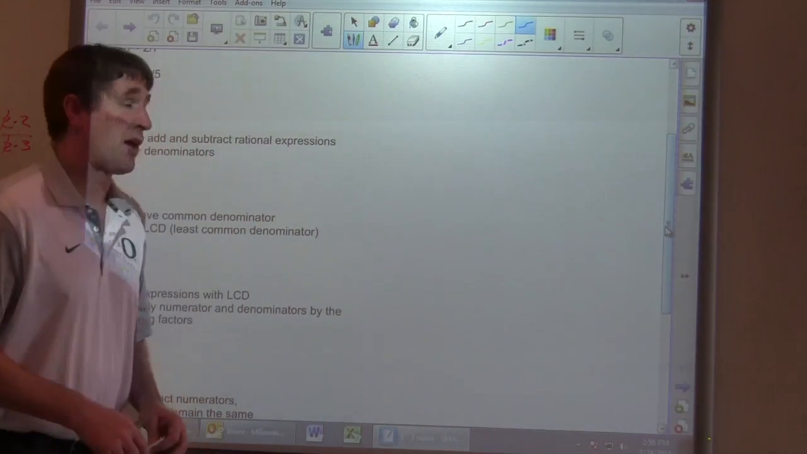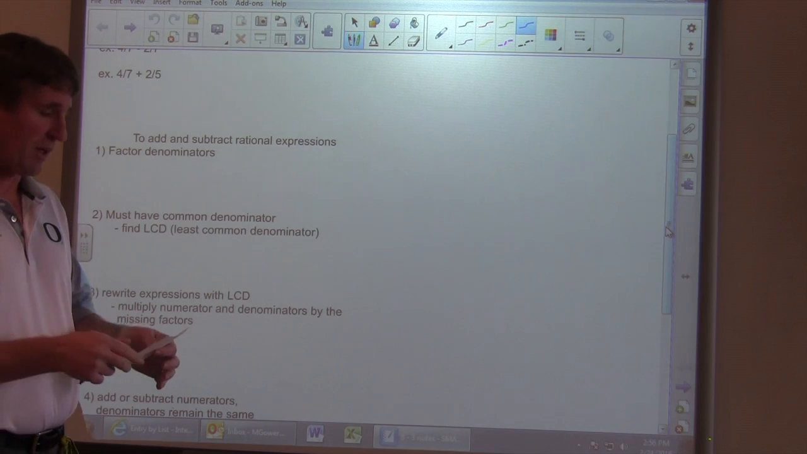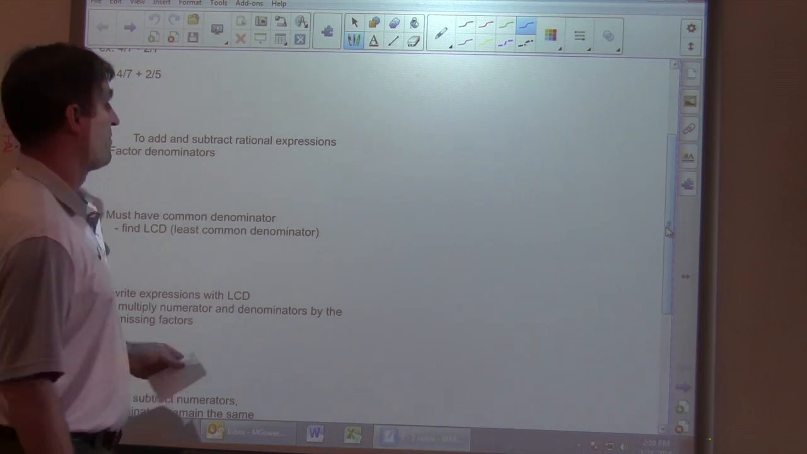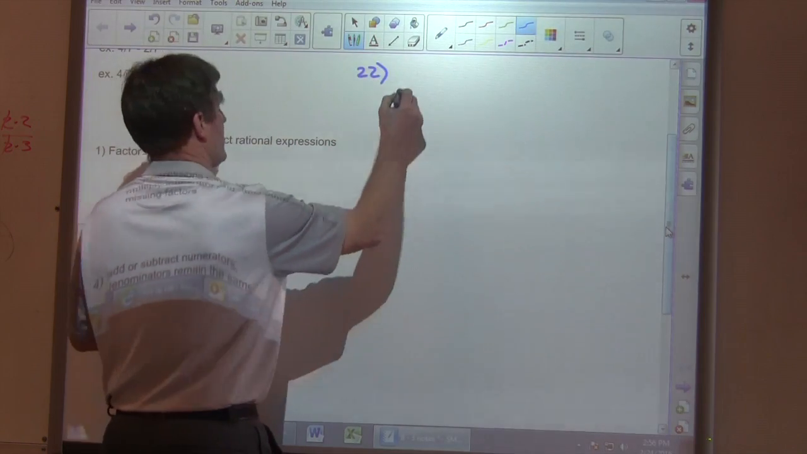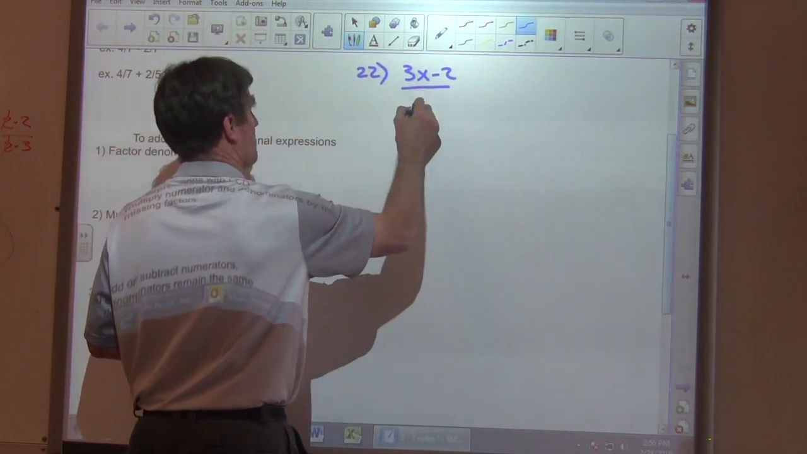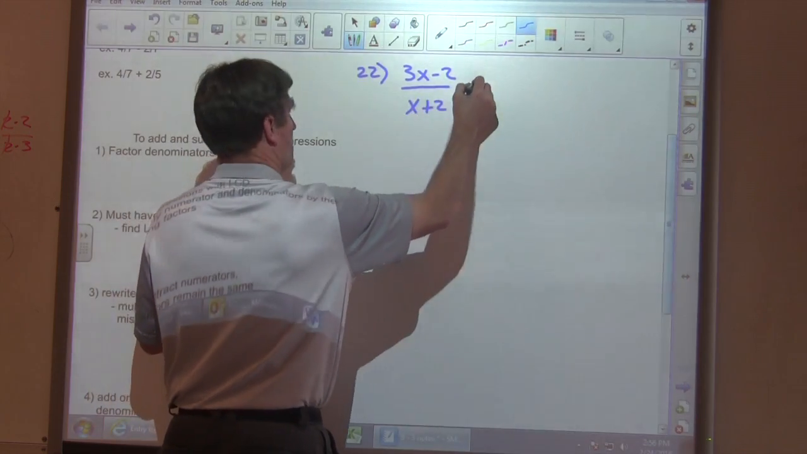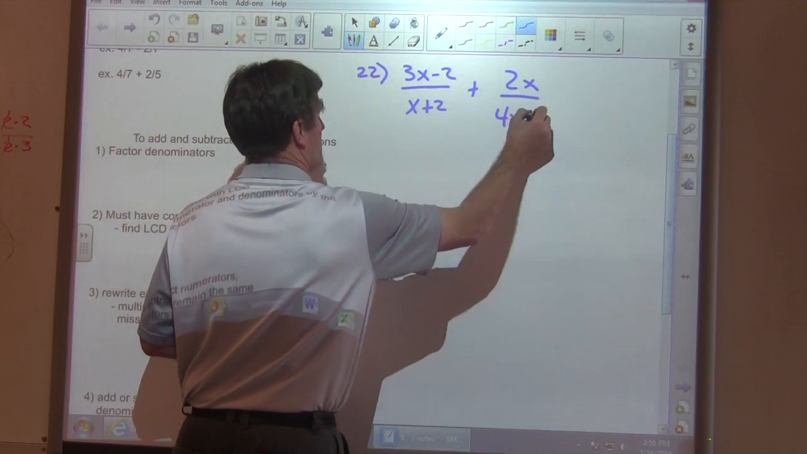So these are some more examples of 8-3, and I'm going to go through it with the steps and make sure we clear up hopefully any questions you might have. So 22 is the first one I'm going to look at out of the book, and it says (3x minus 2) divided by (x plus 2) plus 2x divided by (4x minus 1).